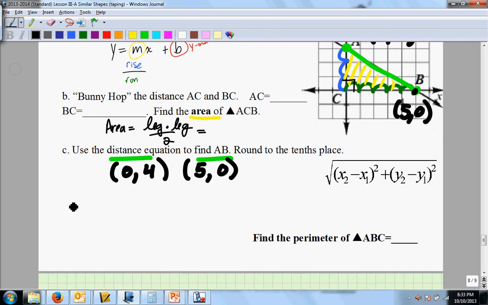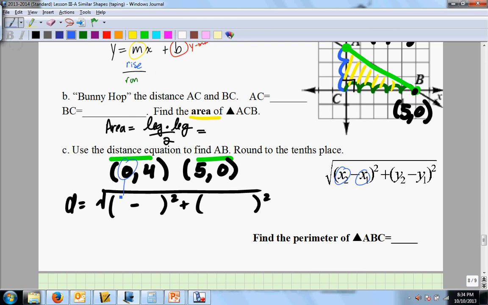Always make a template when you're doing the distance equation, which looks like this. Then we're going to put our x's, so plunk your x's right where they belong, and then your y's right where they belong. And you want to find the distance. If it's a decimal, round it to the tenths place. After you find that length, you want to find the perimeter all the way around.